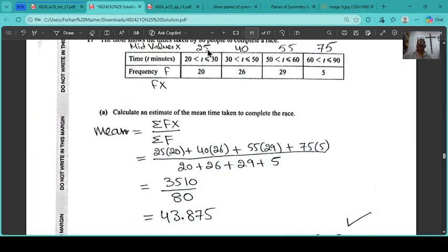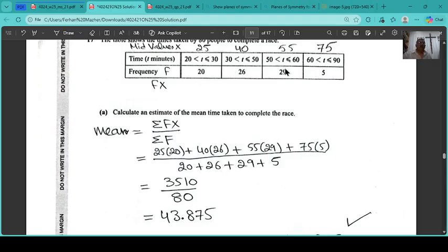So I will find the mid values. 20 plus 30 divided by 2, that is 25. Here the mid value will be 40. Here the mid value will be 55. Here the mid value for this class will be 75. So the frequency is f, and this mid value is acting as x. The mean is summation fx divided by summation f. You multiply each mid value with its frequency. So you will have 25 multiplied by 20 plus 40 multiplied by 26 plus 55 multiplied by 29 plus 75 multiplied by 5, whole thing divided by summation f.